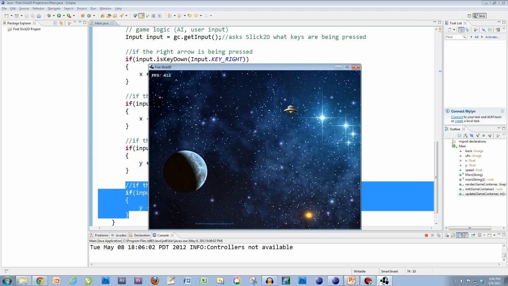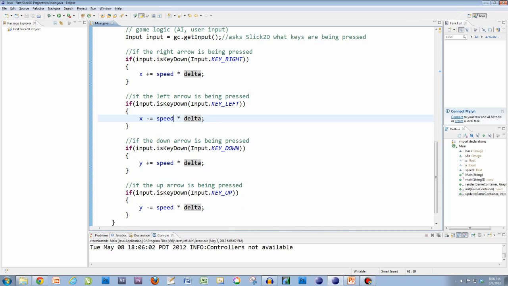So when you run it, you should be able to move this UFO wherever you want on the screen. Nice, smooth movement, and it will move this way on every computer because you're multiplying by this variable delta, okay, which Slick keeps track for us, and it's a higher value on slow computers and a lower value on faster computers to neutralize the speed difference between all these different computers that are going to be running your program. All right.